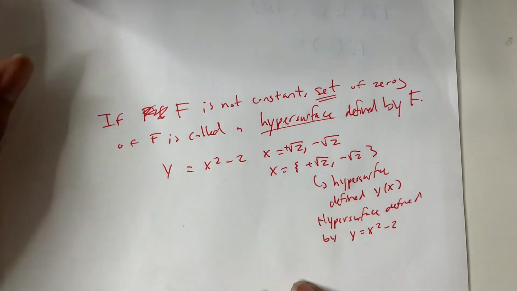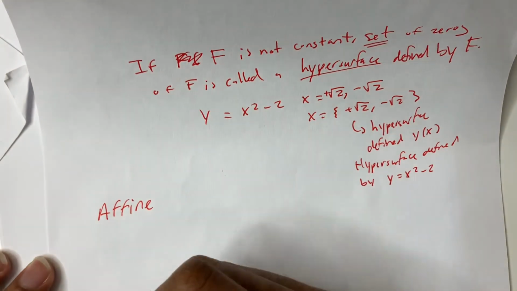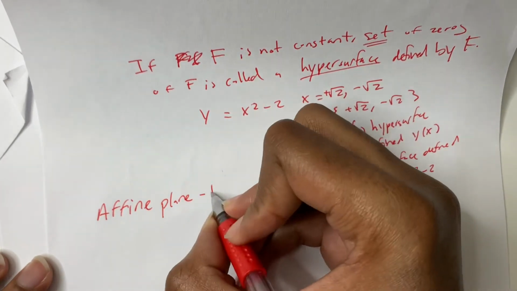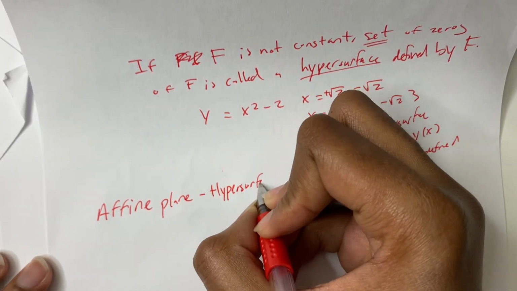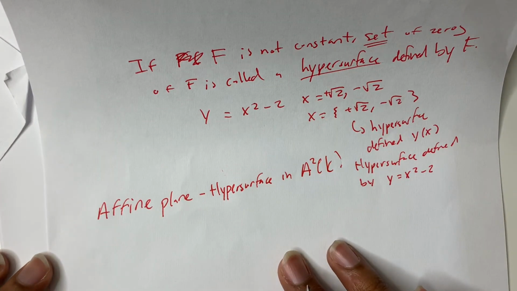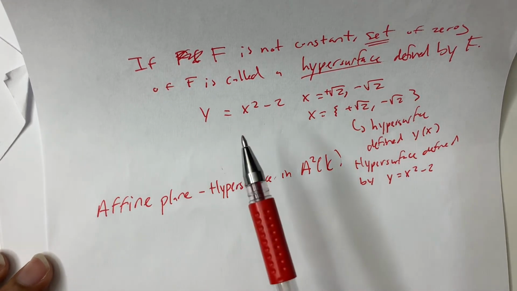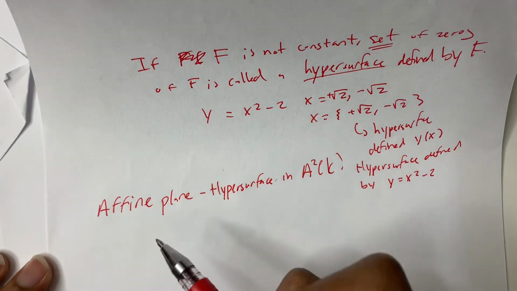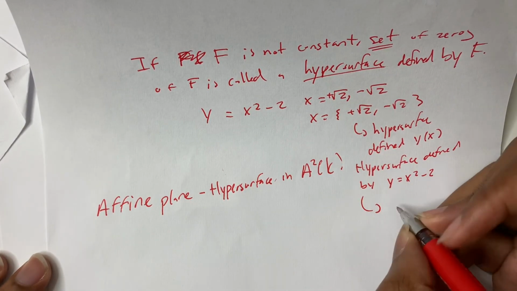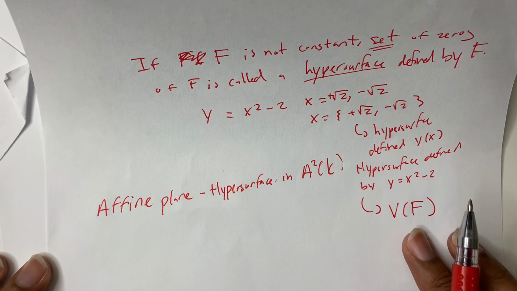And we call the affine plane, this is just terminology here. We call that the hypersurface. The hypersurface in A2K, a hypersurface in A2K is called the affine plane. Alright. And also, the hypersurface is sometimes denoted as V of F, by the way. If you see V of F, that's what it's referring to, the hypersurface.